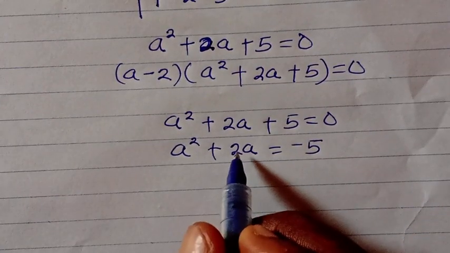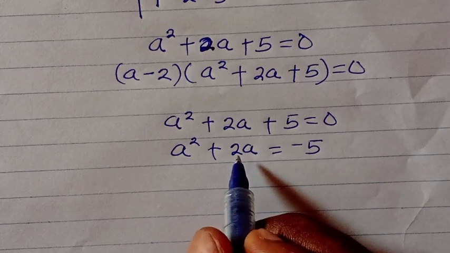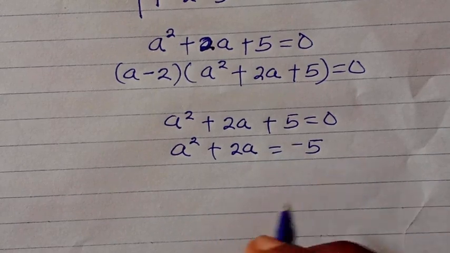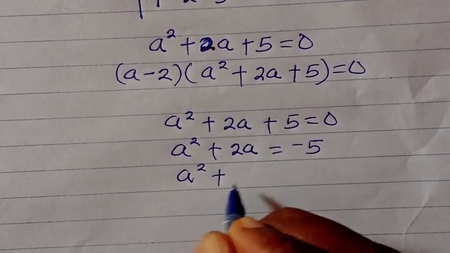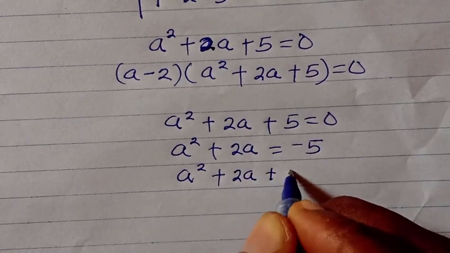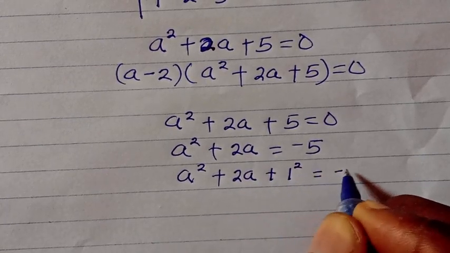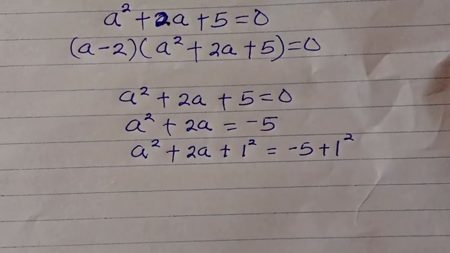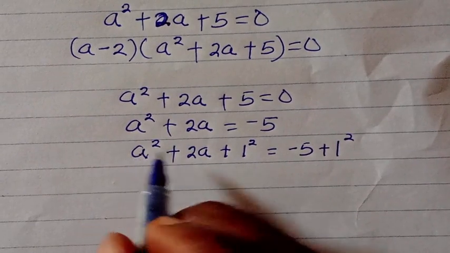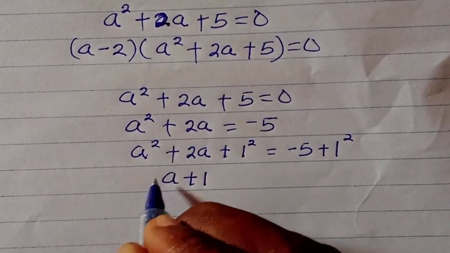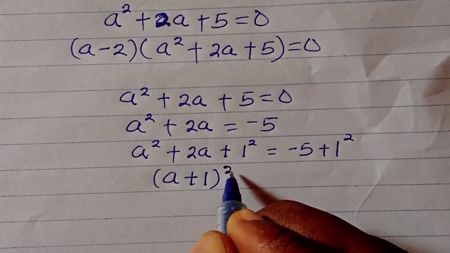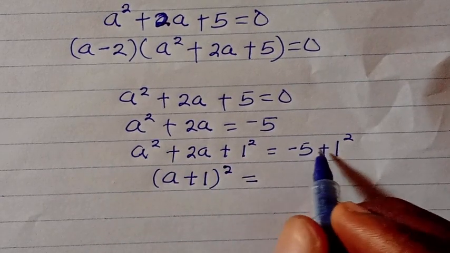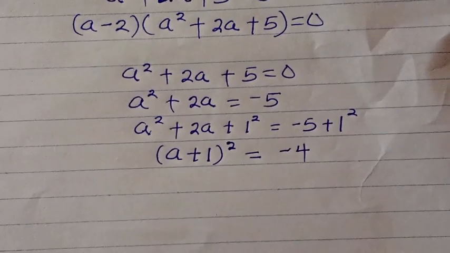With this, I'm going to divide the coefficient of a by 2, which is 1. Then I raise that 1 to the power of 2, then add it to both sides. Here is a squared plus 2a plus 1 squared equals minus 5 plus 1 squared. So let's add this together. We have a plus 1 all raised to the power of 2, because when we expand this, we are going to get this. Everything equals, so the whole of this is minus 4.